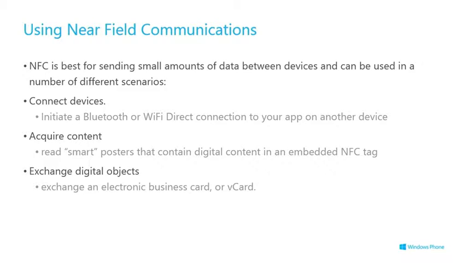There are 3 scenarios that we can use this for. First of all, as a way of initiating a higher bandwidth connection. So it's a tap to connect kind of thing. It will set up a Bluetooth, it says Wi-Fi direct, that's actually not right, or a Wi-Fi infrastructure connection. If you're on the same Wi-Fi LAN, you can set up a Wi-Fi connection. Wi-Fi direct is supported by Windows 8, but not by Windows Phone 8. Or you could read a tag, smart posters that have digital content in an embedded NFC tag, or it can be used for exchanging small amounts of data directly, like an electronic business card, V-cards, for example.